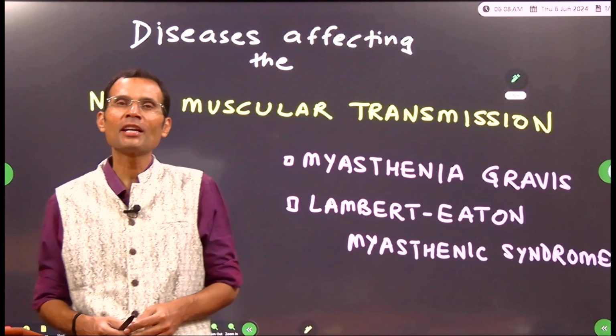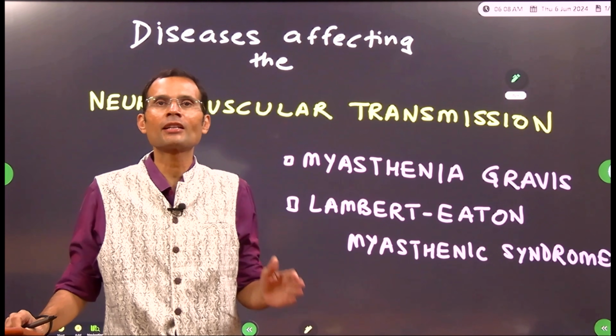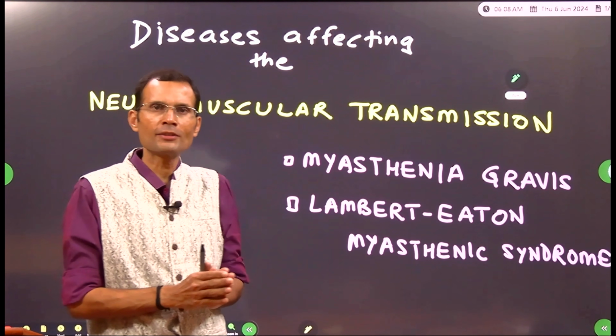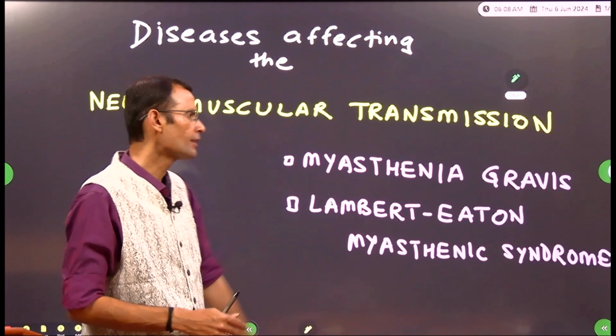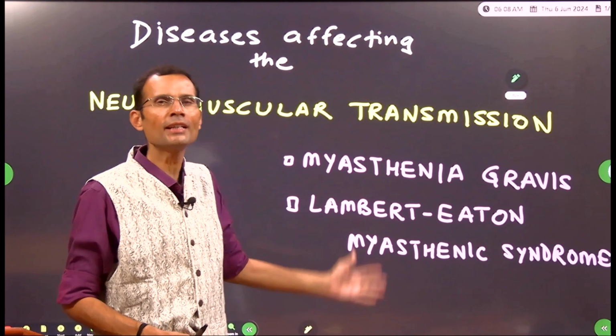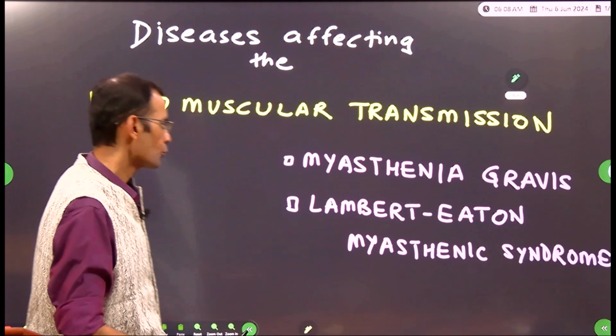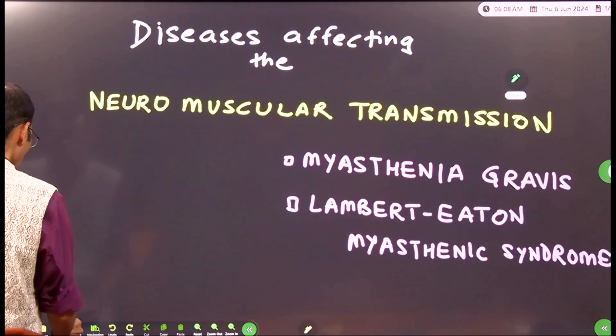Hello friends, good evening. This video is on the diseases that affect the neuromuscular transmission. Our main focus is going to be on myasthenia gravis, and we will also have a look at the Lambert Eaton myasthenic syndrome. Both these diseases basically are characterized by the muscle weakness. So let's have a look at myasthenia gravis first.